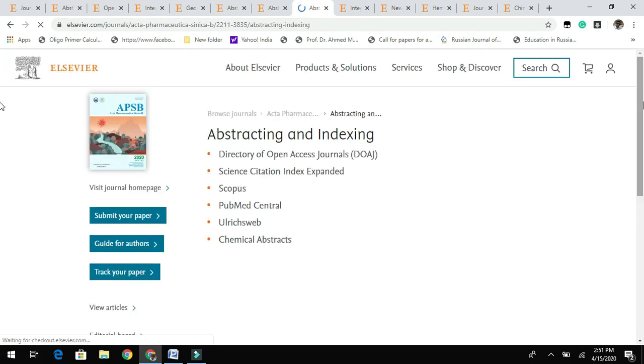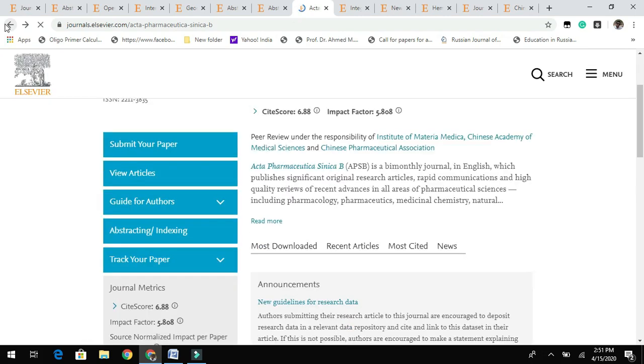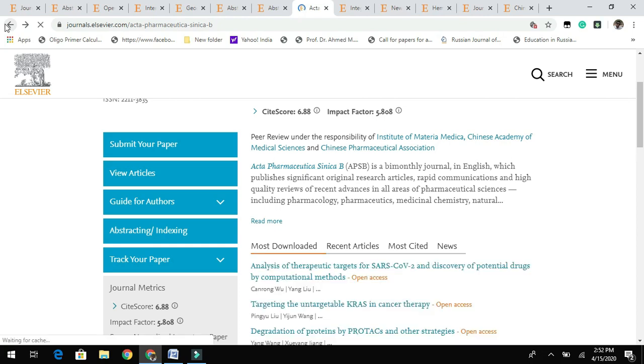Even this journal is offering a free publication process because it is covered by the Chinese Association of Pharmaceutical, as we read now. So here it has very good abstracting and indexing: Scopus, PubMed, and Sci. So I feel this journal is best suited for a researcher who is working on pharmaceutical based research such as development of drug, medical chemistry of natural products, etc.